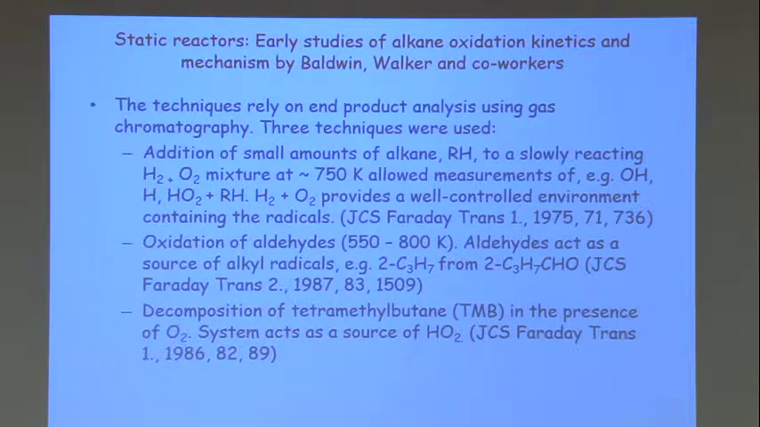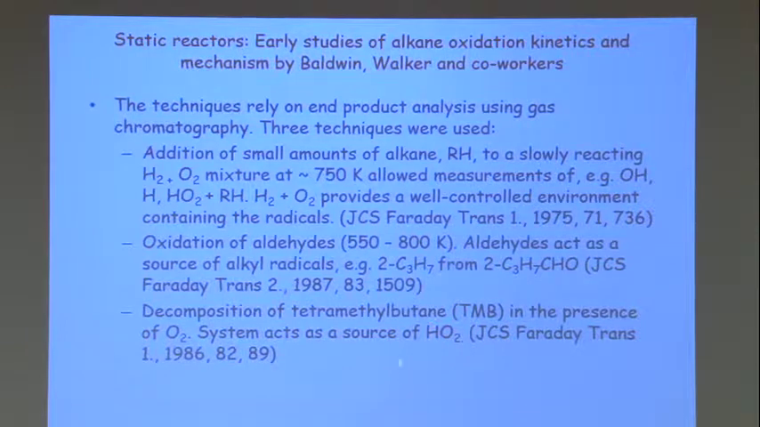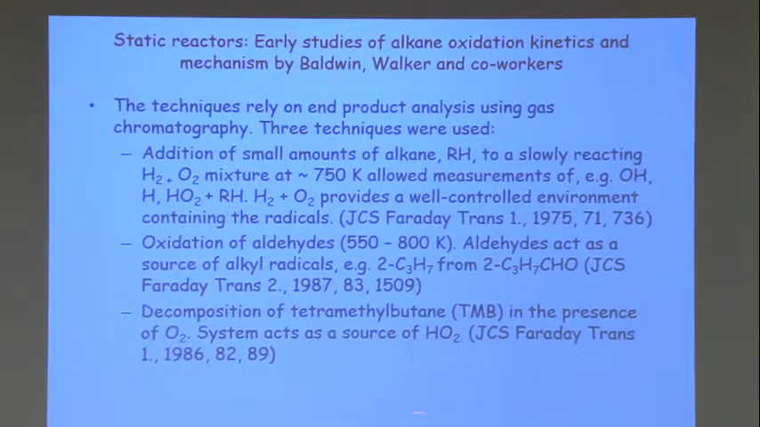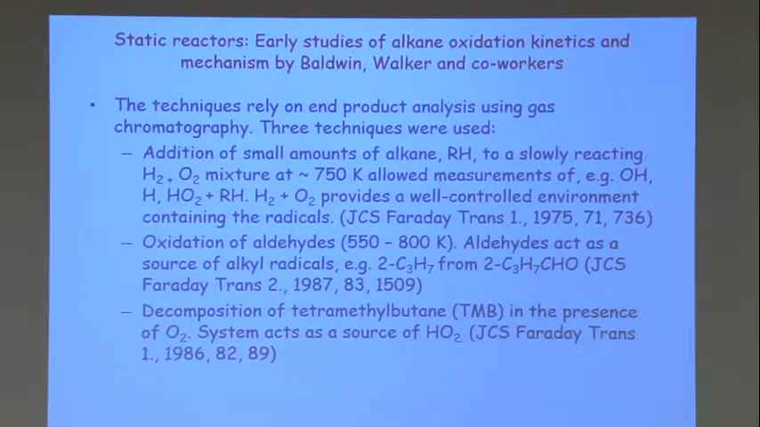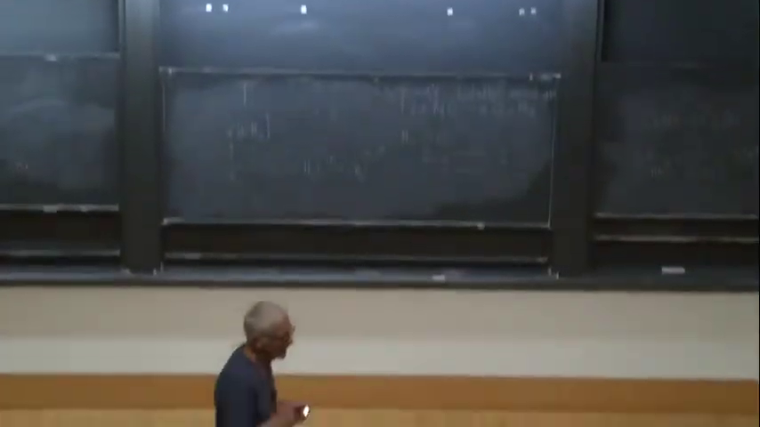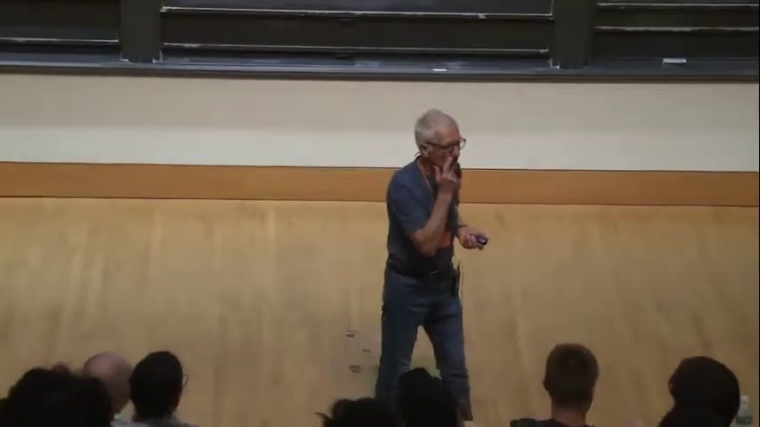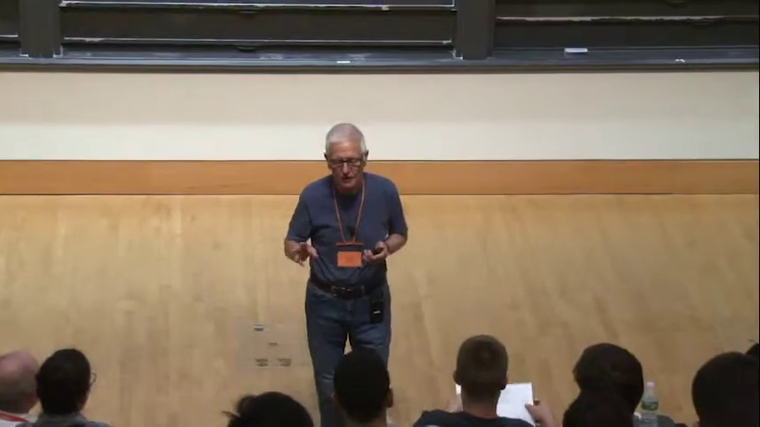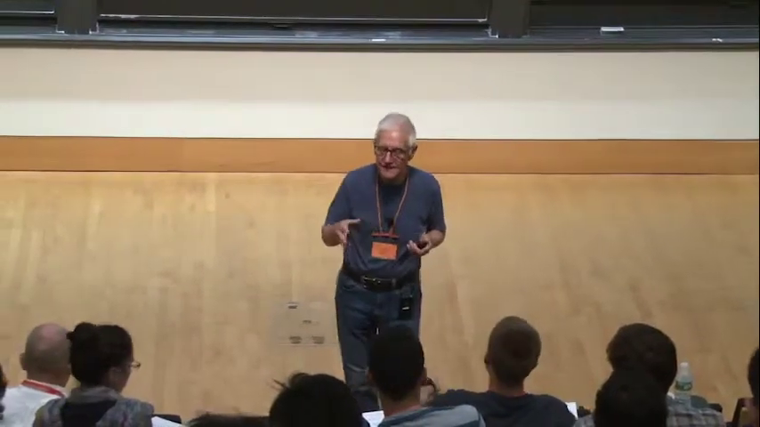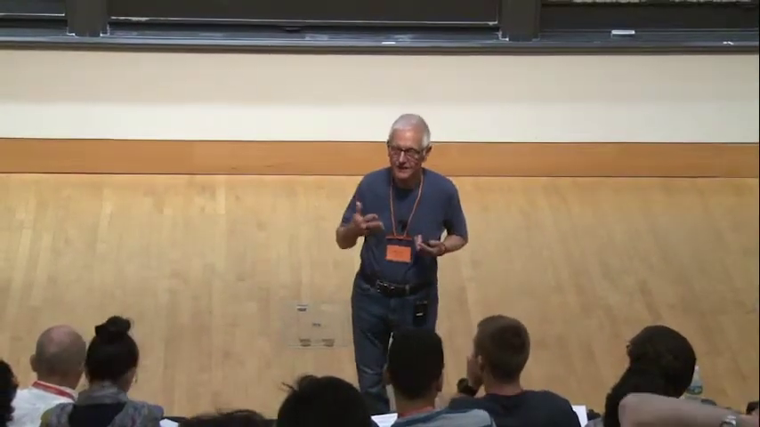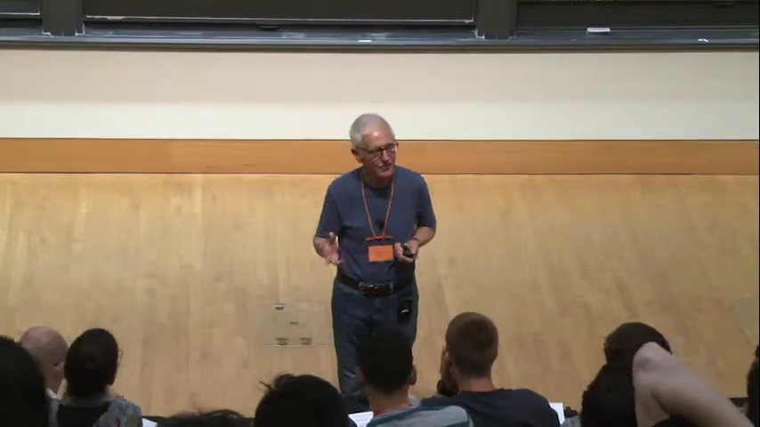So this is all using gas chromatography to determine the products. And then finally, they used tetramethyl butane in the presence of O2, which acts as a source of HO2. So they looked at HO2 chemistry using this. Okay, what we will do after the break is we'll look at the use of some of these techniques to study various aspects of the hydrogen-oxygen reaction.